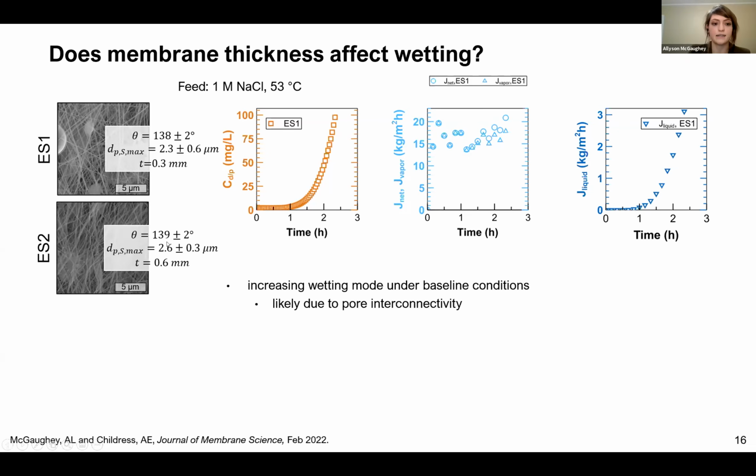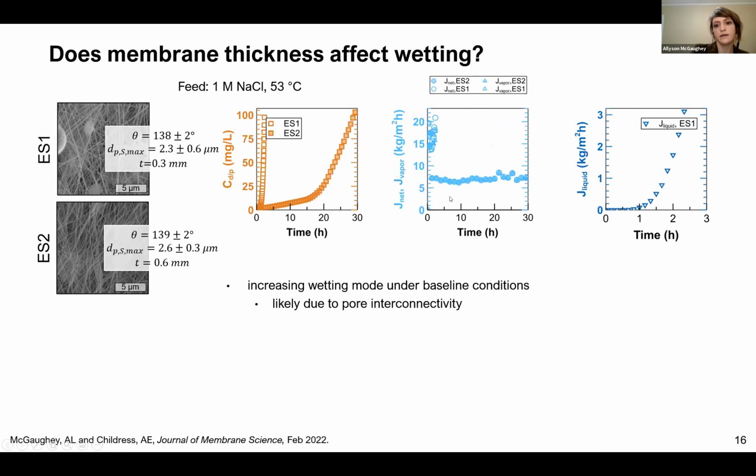So we next looked at a second electrospun membrane, which was spun under the same conditions with the same material, but for a longer amount of time. So resulting in a similar contact angle, similar pore size, but a greater membrane thickness. And here I am expanding the time axis from 3 hours now to 30 hours. So we saw that CDP increased much more slowly, but steadily throughout operation. Net and vapor flux for this membrane were similar and overlapping throughout operation, indicating most of the membrane did remain dry.